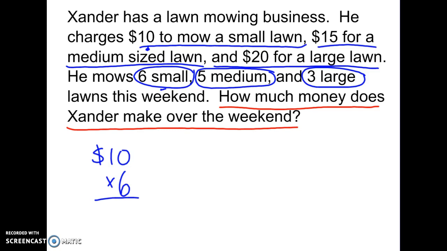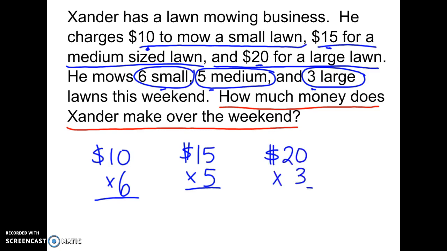I also can see that Xander mowed 5 medium-sized lawns. The medium-sized lawns are $15 each, and he mowed 5 of those, so it's going to be $15 5 times. And the large lawns are $20 each, he mowed 3, so he got $20 3 times on that one.